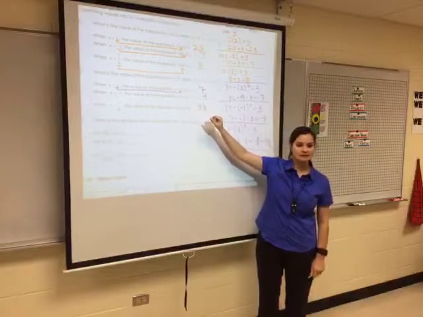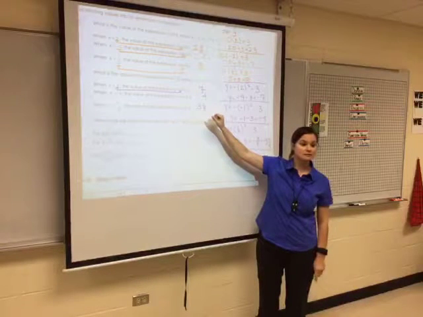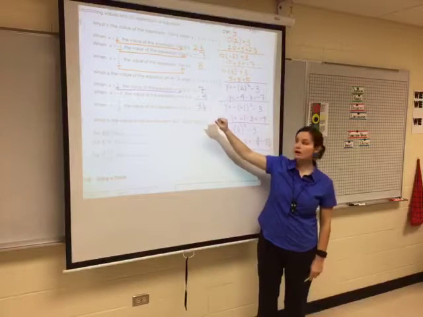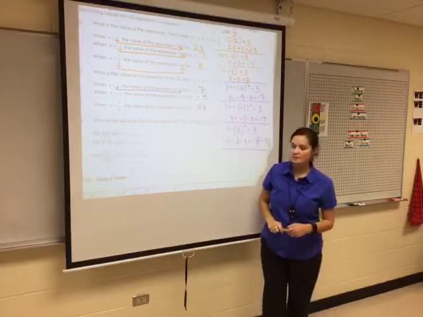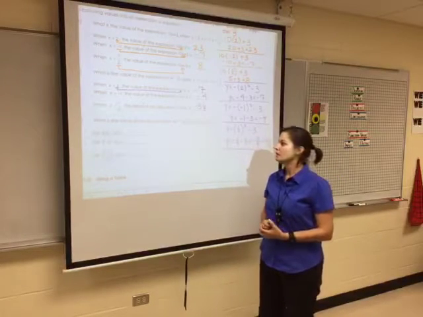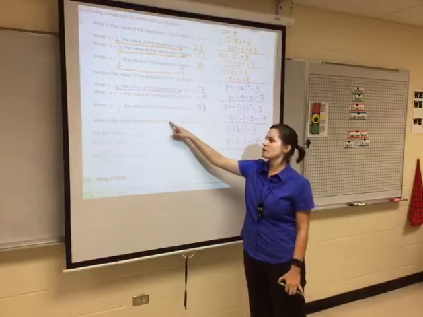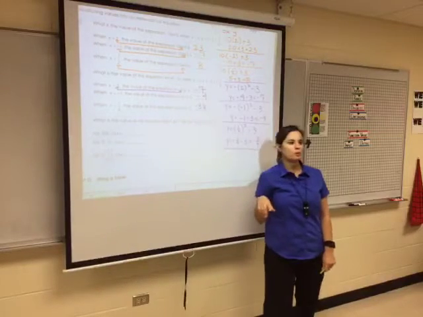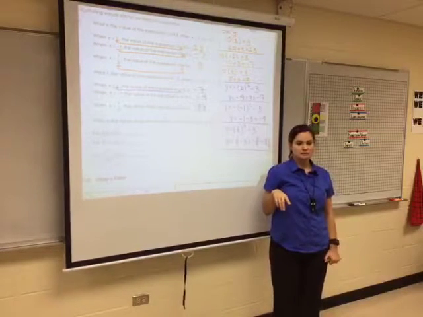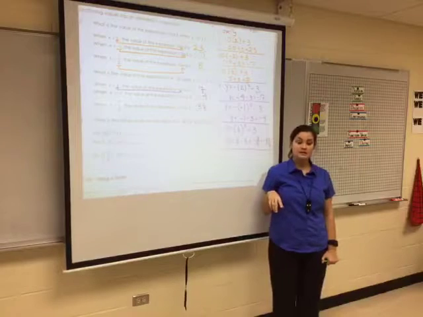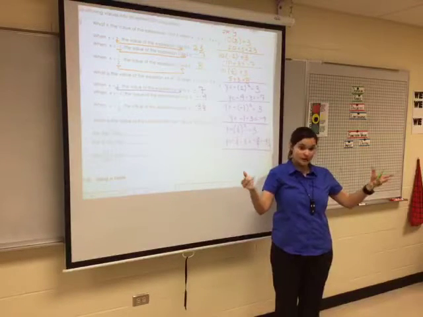There's more steps. All right, there's more steps. Well, why are there more steps? Because of what the f of x equals. F of x equals, well, isn't f of x just like y? It is. Remember last week we said f of x is y.